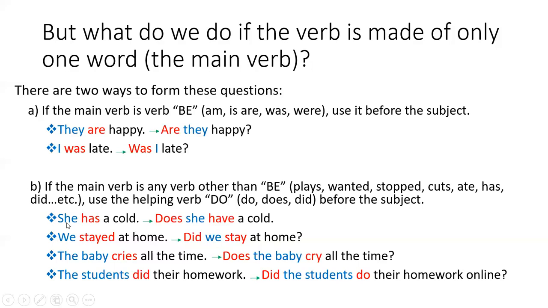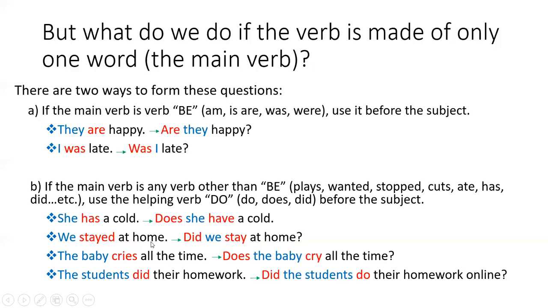Let's look at the examples here. She has a cold. Has is the verb and it doesn't have any helping verbs. Has is present. It's the simple present of have. So if I want to use do with it, the has changes into have, which is the basic or infinitive form, and it throws the S to the do, and it becomes does. Does she have a cold? There's a mistake here. This should be a question mark.